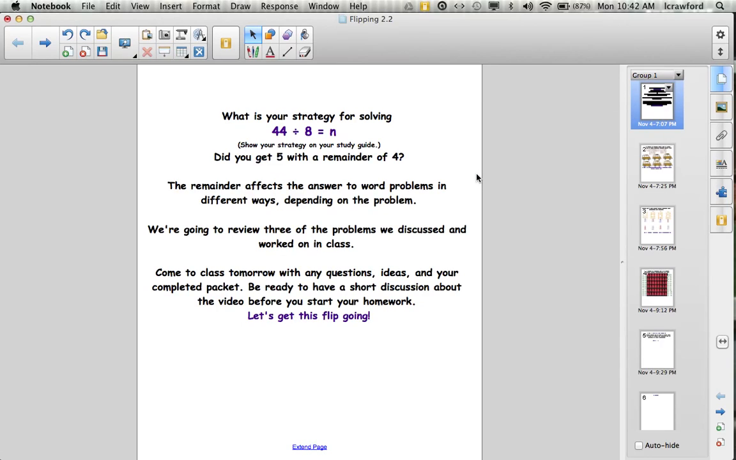The remainder affects the answer to word problems in different ways, depending on the problem. We're going to review 3 of the problems we discussed and worked on in class. Come to class tomorrow with any questions, ideas, and your completed packet. Be ready to have a short discussion about the video before you start your homework. Let's get this flip going.